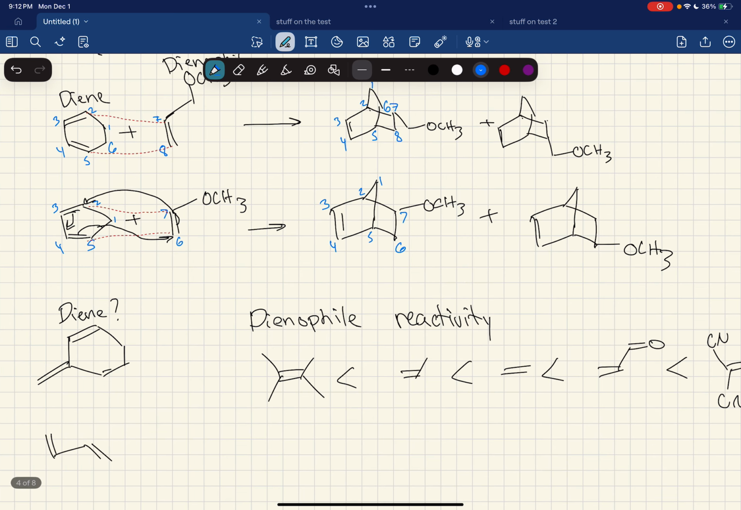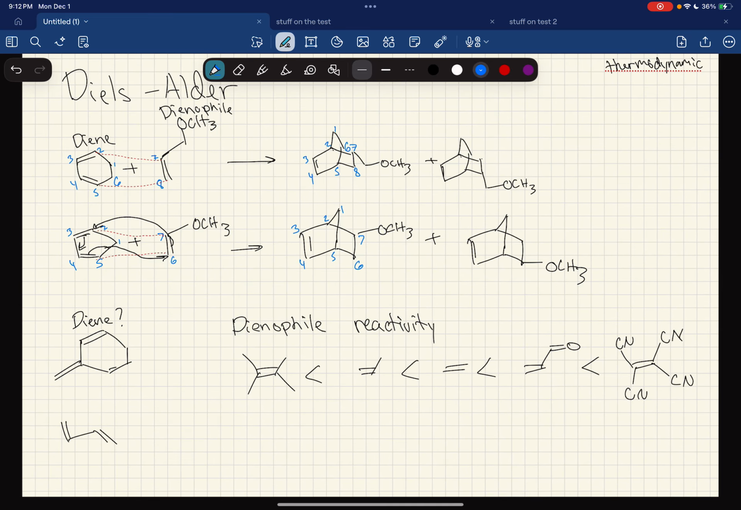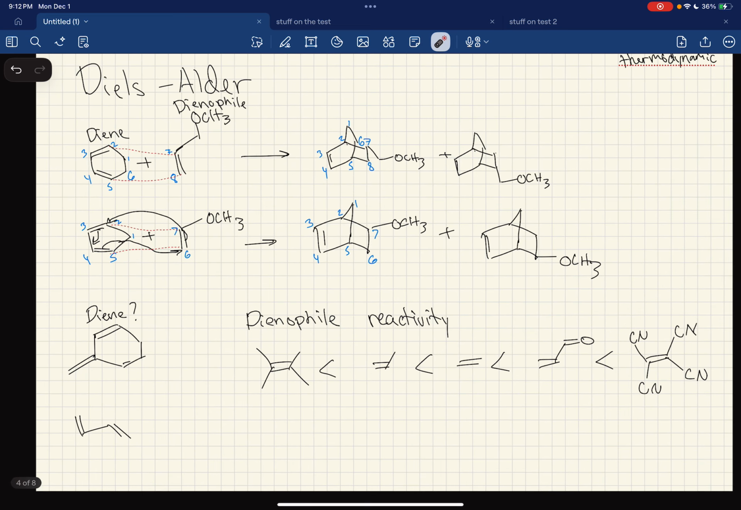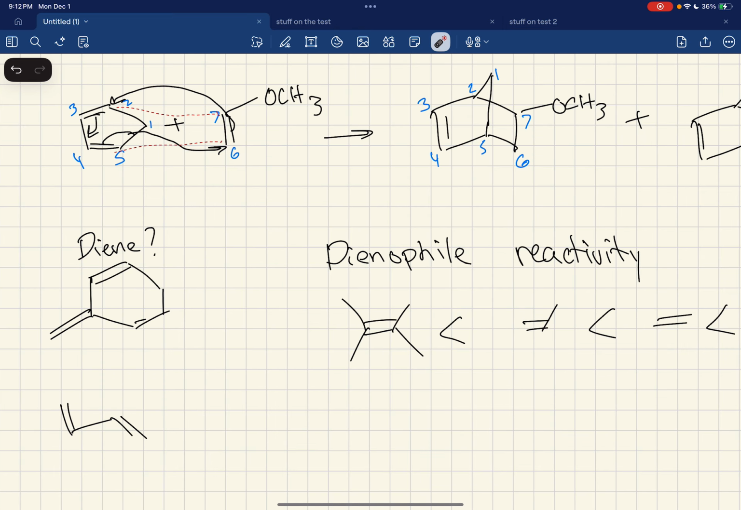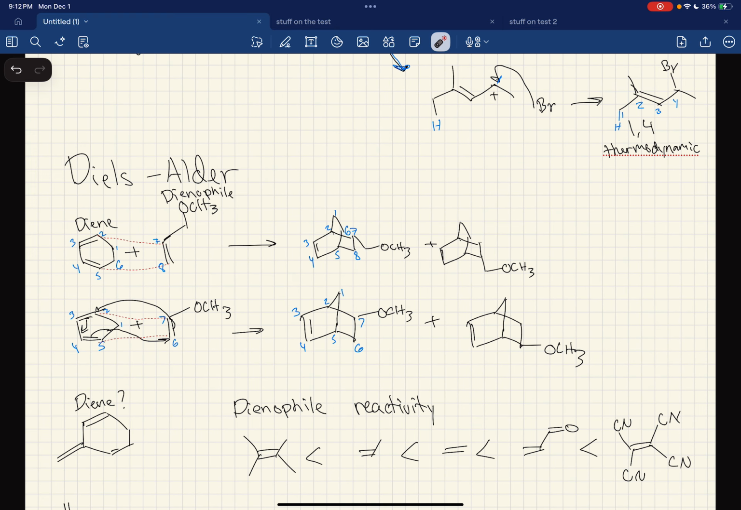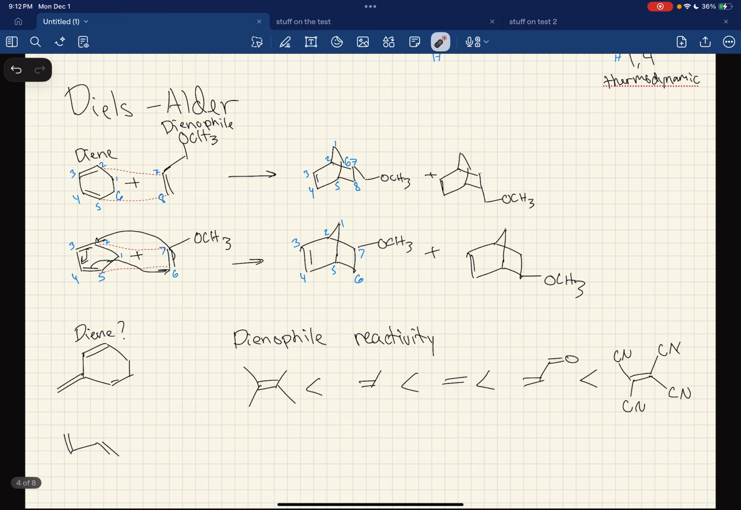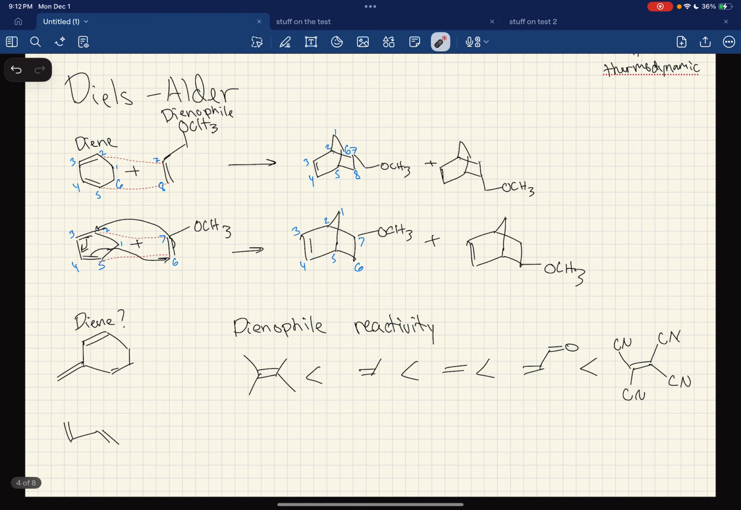So it'll look something like that. All right, and now how can you know if a molecule will act as a diene in a Diels-Alder reaction, or it's just a regular diene that won't work?